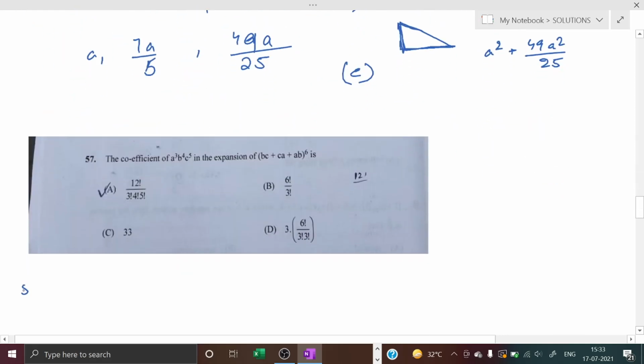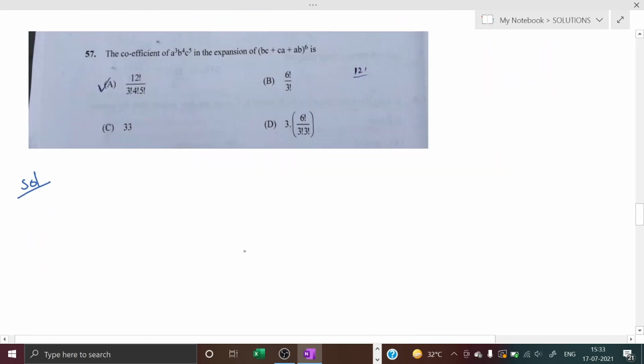Okay, next question. Next question is on binomial coefficients. Right. So this is a tricky question and also a very common question. So for this, what we will do? First of all, take the terms a, b, c, C to the power 6, and divide the terms by the same thing.